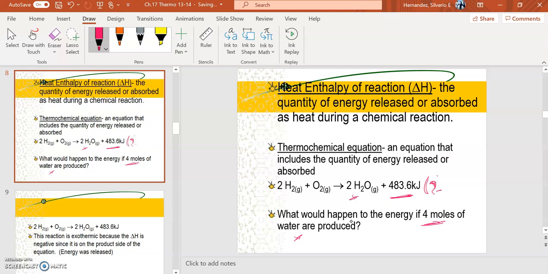It's not letting me do it. Oh my gosh. See if I can erase that and rewrite it. Okay, again, you would multiply this amount of energy by 2 because we doubled the amount of water that was produced.